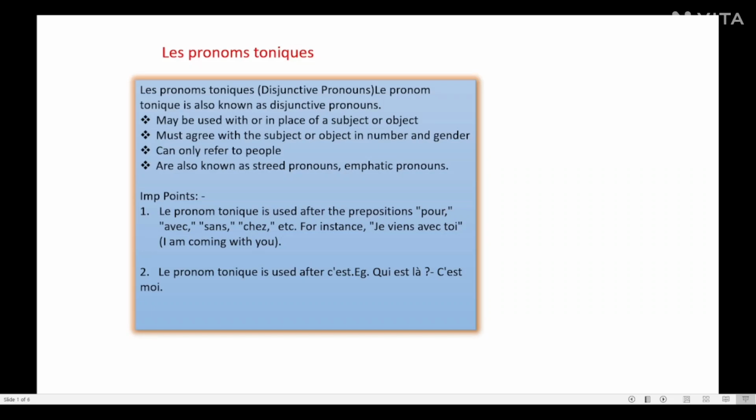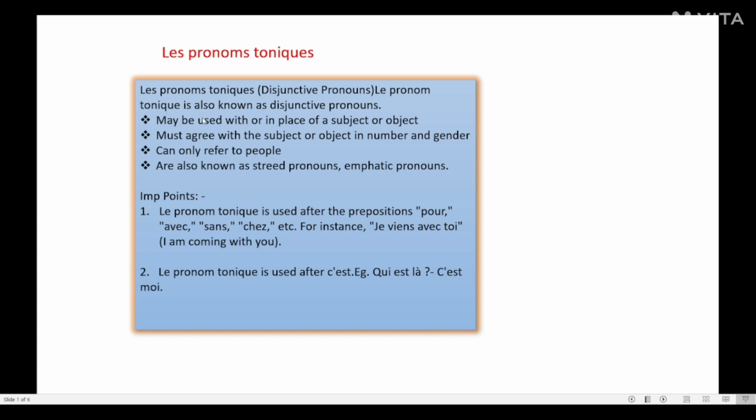Our today's topic is les pronoms toniques. Les pronoms toniques is also called disjunctive pronoun. What is meant by disjunctive pronoun? Disjunctive pronoun means it gives option, he or she. It is called disjunctive pronoun.